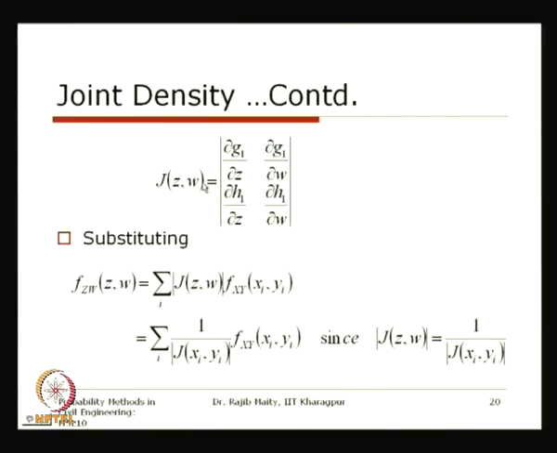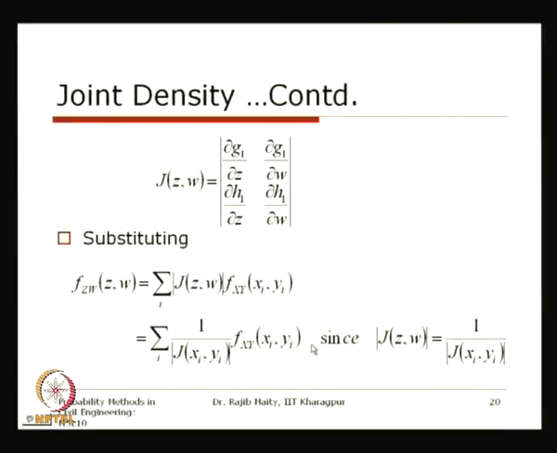So we got that this is the Jacobian, and from the same equation we put delta I divided by delta Z multiplied by delta W, replaced by this Jacobian, to get the closed form. This is the joint density of Z and W, which is nothing but the joint density of x and y multiplied by its Jacobian, summed over all the possible solutions, all the possible roots, and we have to express the joint density of x and y in terms of Z and W.